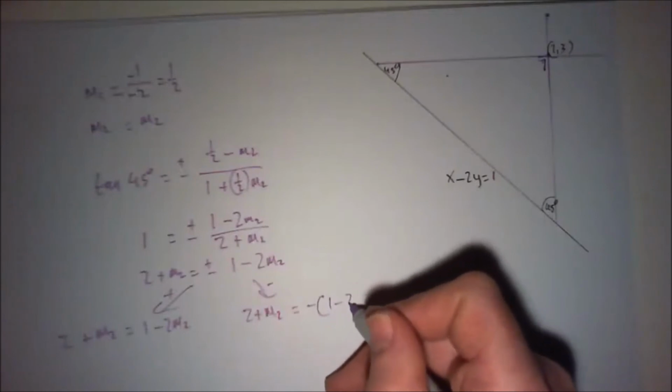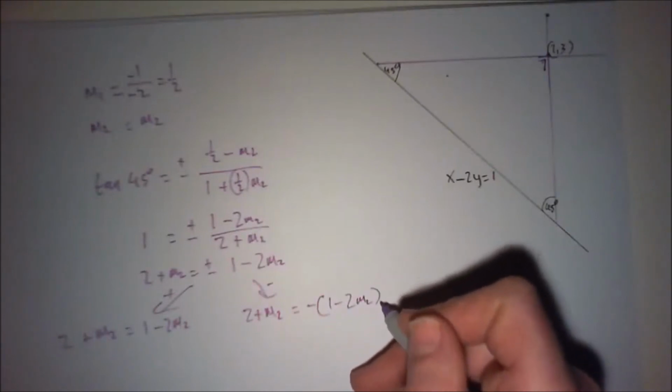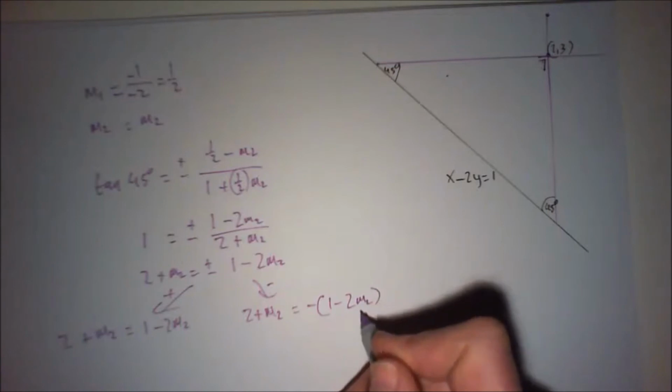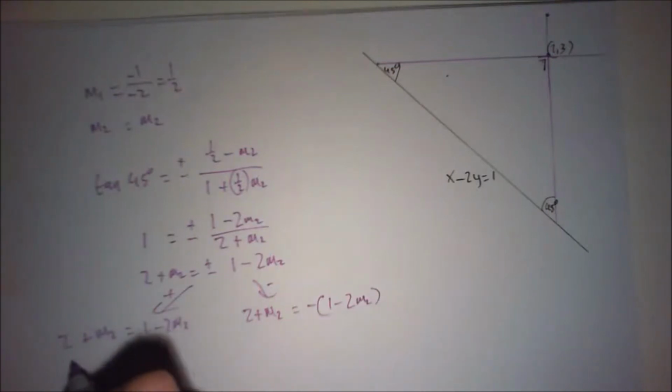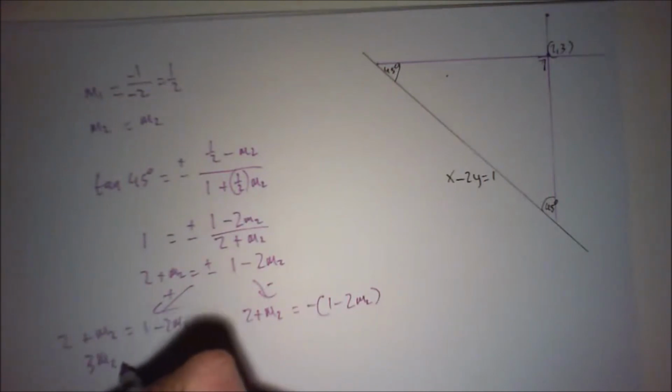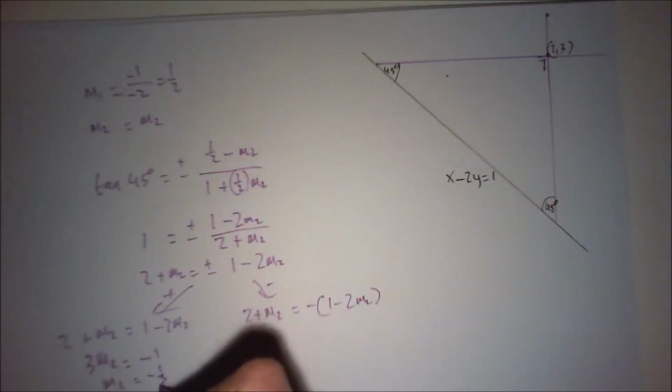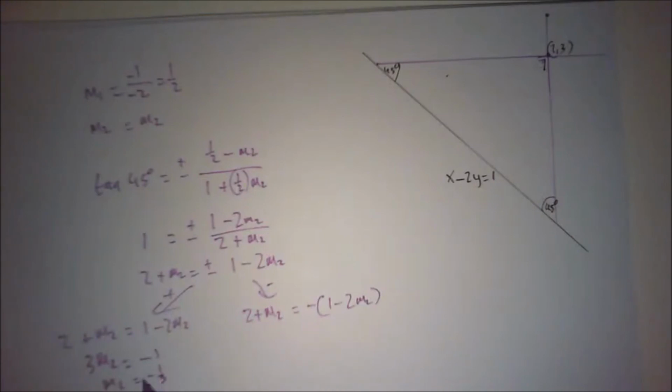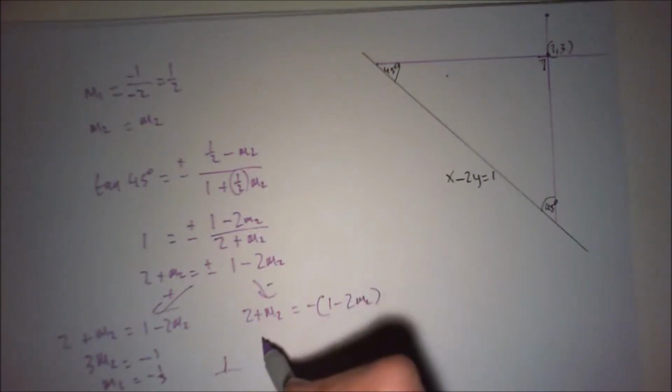I'm going to do this in stages so no one gets kind of scared about this. Okay, and then we'll distribute the negative across both parts of the bracket. So let's try and solve this one. That's 3m2 is equal to minus 1, m2 is equal to minus a third. And listen, you don't need to be a rocket scientist to figure out that the answer here is use our perpendicular rule. What's the other possibility? Well, it's going to be 3, isn't it? But let's show that it is 3.